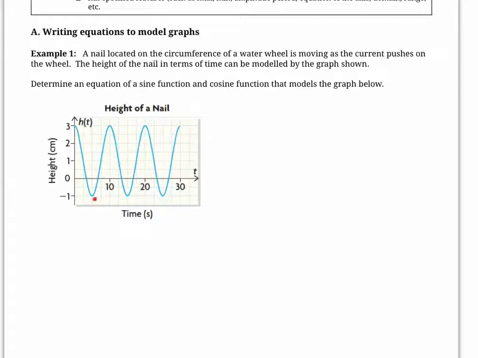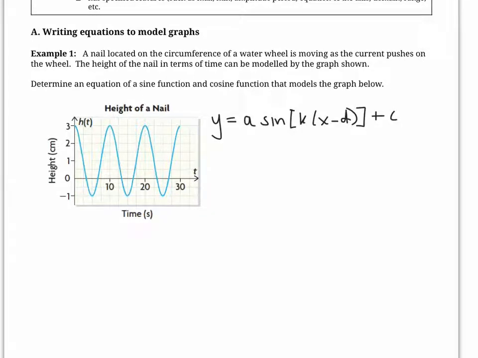So here is our clue. This is all we know about the height of the nail. We can see it reaches a maximum height of 3 and a minimum height of -1. That -1 makes sense because it's a water wheel. So this must be 1 centimeter under the water.